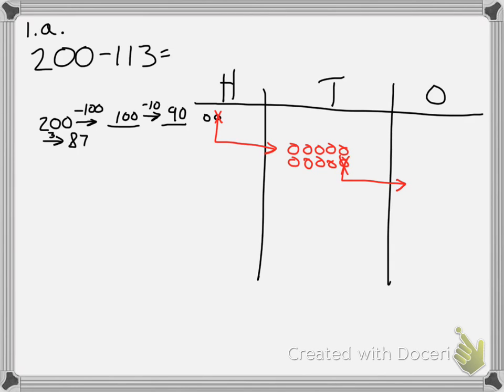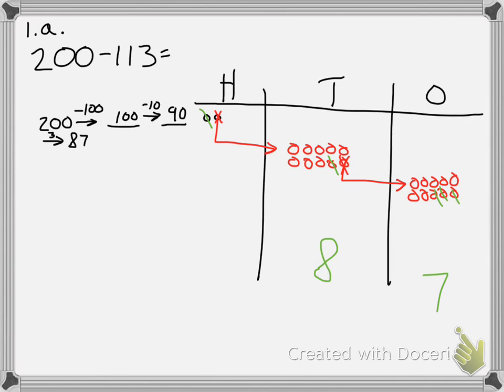So I'm going to go ahead and move that over here. 1, 2, 3, 4, 5, 6, 7, 8, 9, and 10. And let's see, I am subtracting 3 from over here in the ones place, so 1, 2, 3. And that leaves me with 7 in my tens place. I am only subtracting 1, which leaves me with 8. In my hundreds place, I'm subtracting 1, which leaves me with 0.